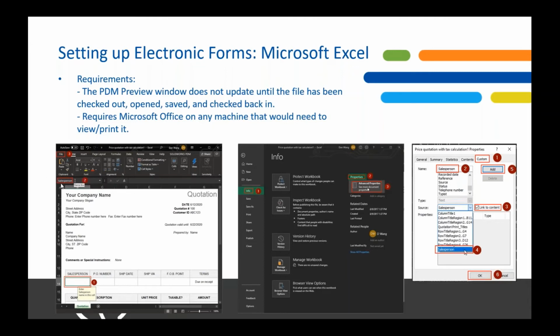What you've typed in here for number 2 is the name for this cell. Here's our custom property, and we're going to link it to the name of that cell. So when you click Link to Content, it's linking this salesperson custom property to the name of the salesperson's cell, which is this. Afterwards, you'll want to click Add and then click OK.